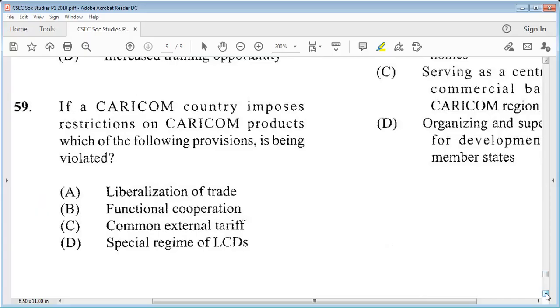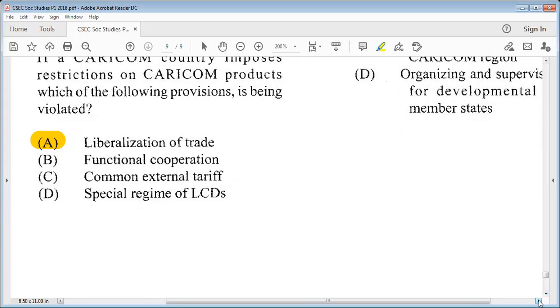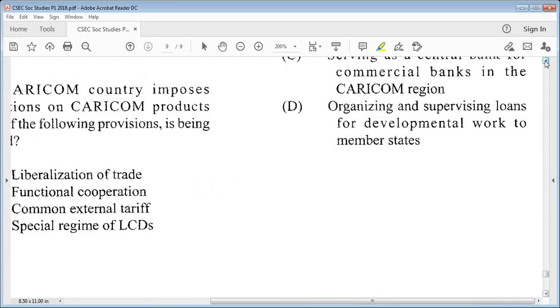If a CARICOM country imposes restrictions on CARICOM products, which of the following provisions is being violated? A, liberalization of trade, B, functional cooperation, C, common external tariff, D, special regime of LDCs. So we know it is a liberalization of trade, A. CARICOM trade, so liberalization of trade. Let's move on to our final question of this paper.